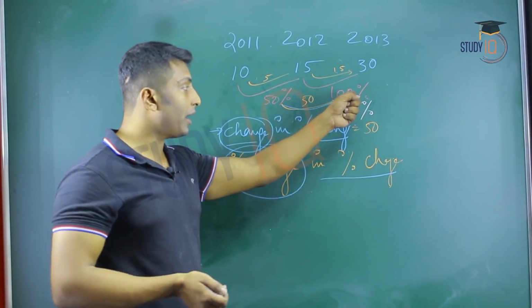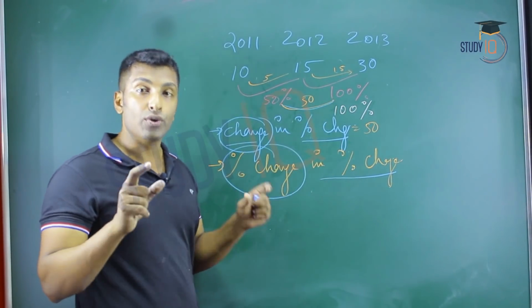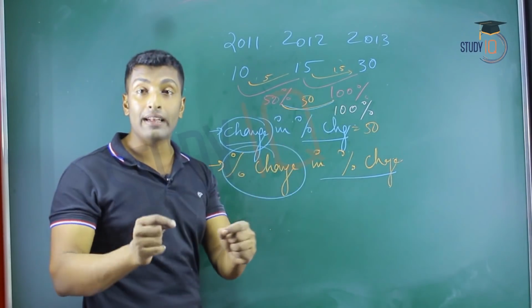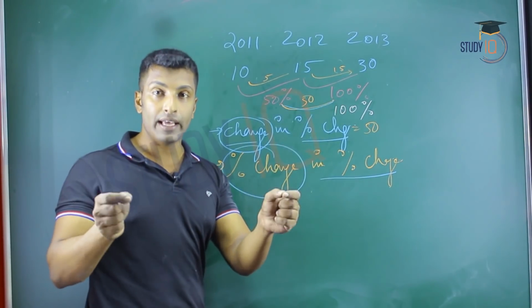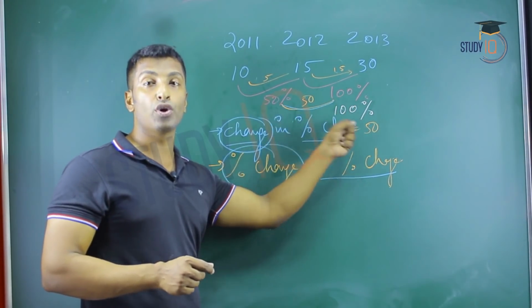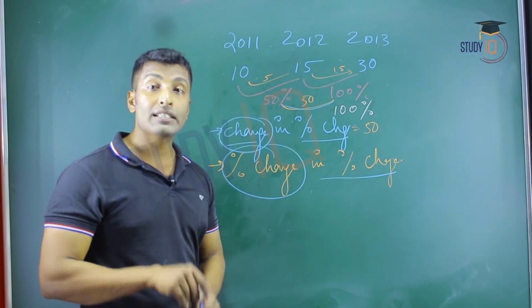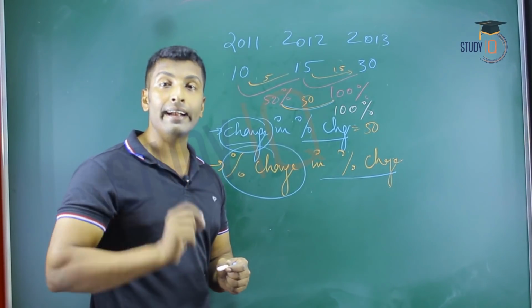So 50 to 100, what is the change? 50 is the change. Last is percentage change in growth rate. So again you need to get two percentages to find the percentage change in growth rate. So there you will just take the percentage between two percentage changes or two growth rates. So you'll get it as 100%. And these are the 4 questions which can be asked from percentage in any data interpretation question.